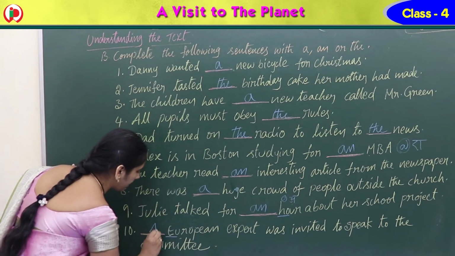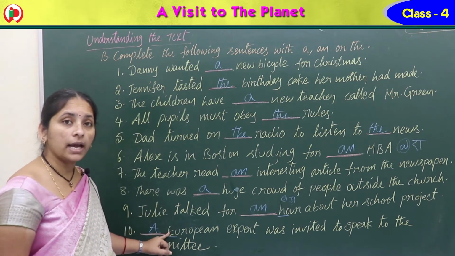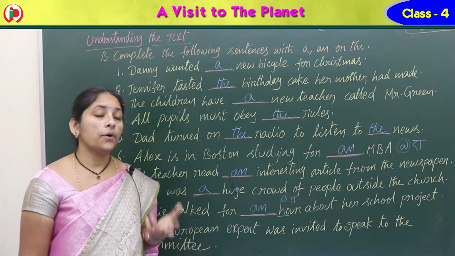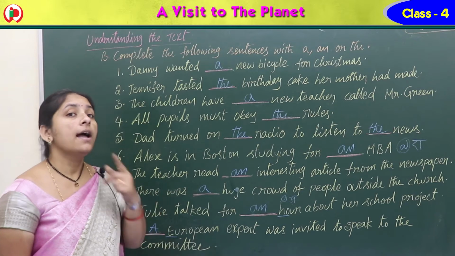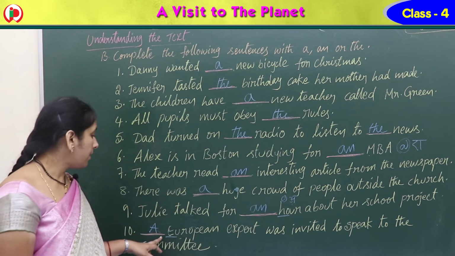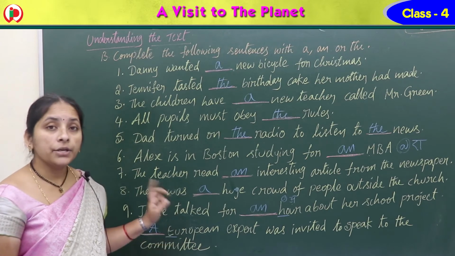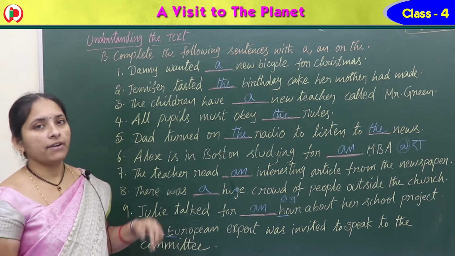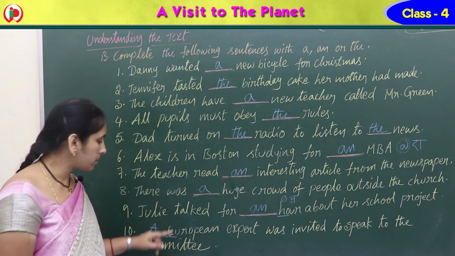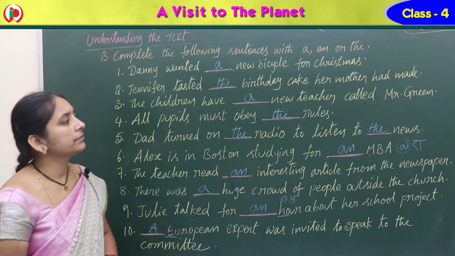So, first we should write a capital letter. Not an European, it is a European. Here it is a vowel, but it is giving a consonant sound, like one. O-N-E, one, we call it. One means here a "wa" sound. So that is a consonant sound. That's why a one, not an one. The same way here, a European, not an European. A European, a union, a unit, a one rupee. Okay? So like this, a European expert was invited to speak to the committee. Clear? So all of you write answers in your book.